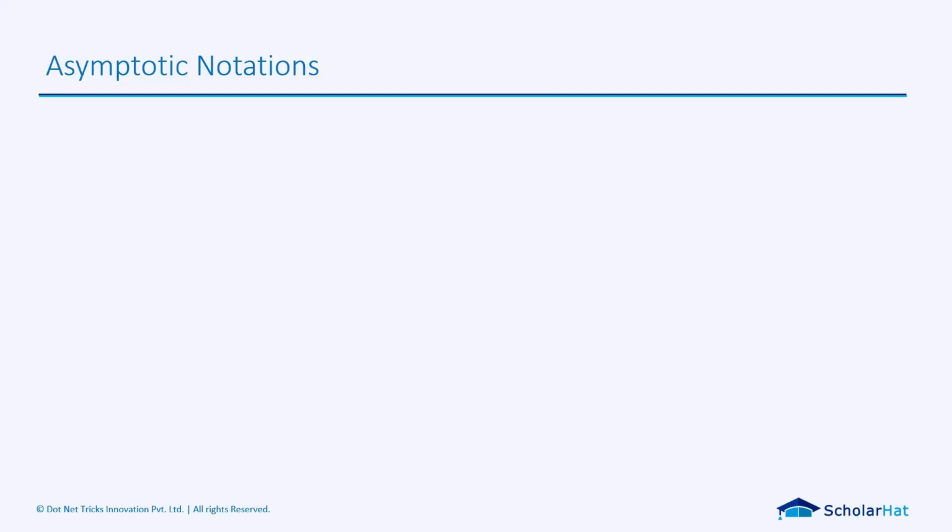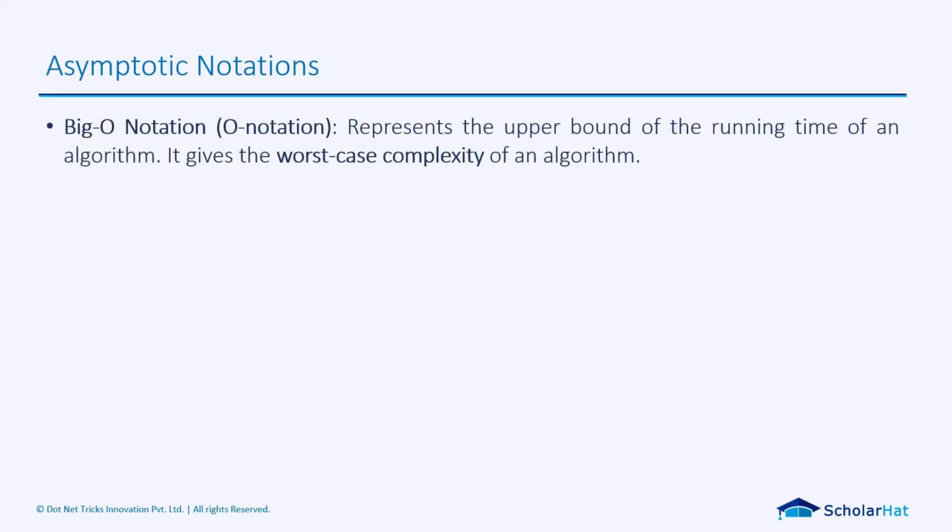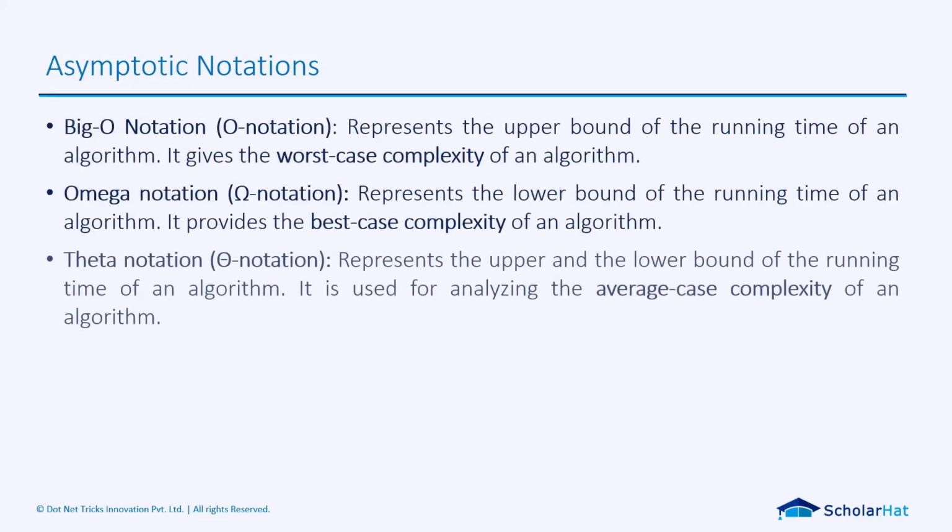Before moving to VS Code, we'll understand each thing one by one. We'll go to the whiteboard and see each and everything about asymptotic notations. First comes big O notation. It represents the upper bound of the running time of an algorithm. It gives the worst case complexity of an algorithm.